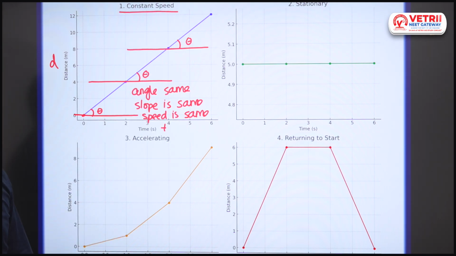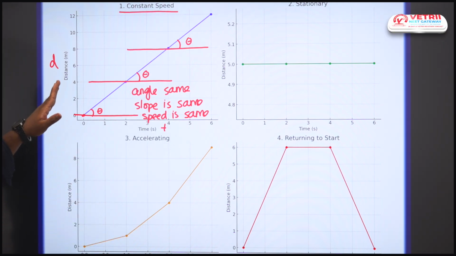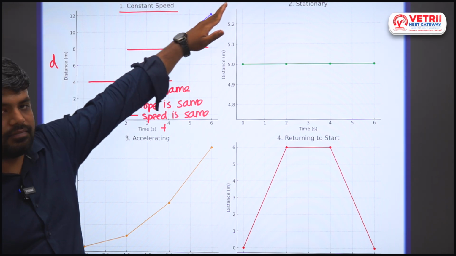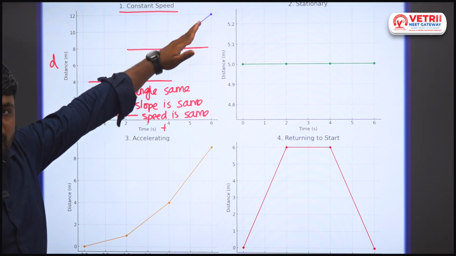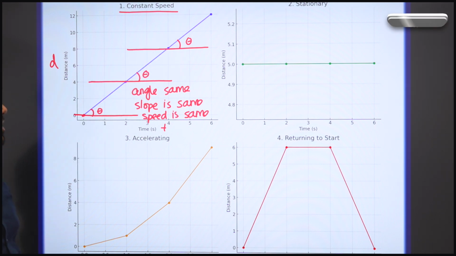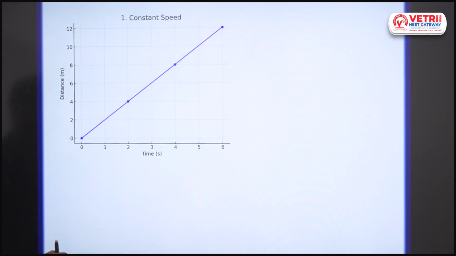Can you get that? When a body is moving at the same speed, you should draw the graph like this. A straight line. So, it is a positive slope, right? Positive slope. Okay. Next, one by one.